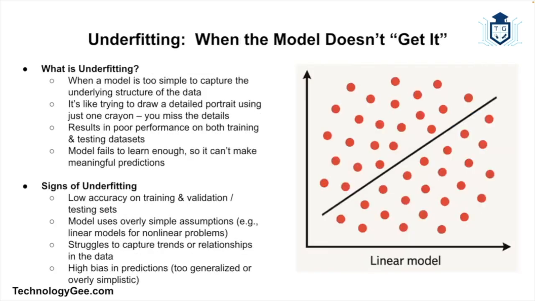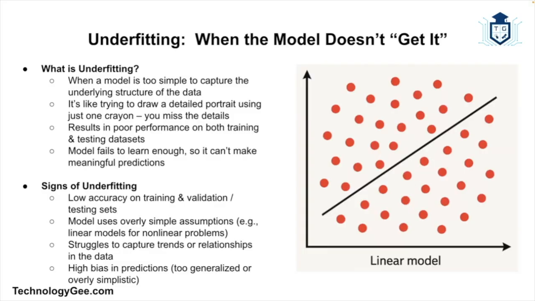All right, next let's talk about underfitting. Underfitting is the opposite of overfitting. This is when your model is too simple to learn the underlying patterns in the data. It's like trying to use a single crayon to draw a realistic portrait. No matter how hard you try, you just can't capture the details. And your model basically performs poorly on both training and test data because it hasn't learned enough.